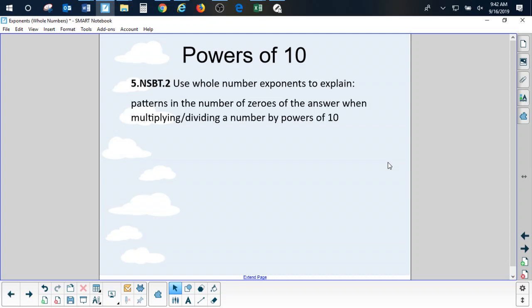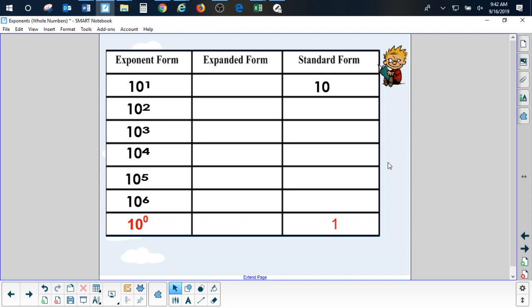Hi, in this tutorial we're going to be talking about powers of 10, mainly the patterns that are used and what to do when you multiply or divide powers of 10 or whole numbers by a power of 10. So for the students, we first want to have them look at a chart, explore the patterns that are happening with a power of 10.